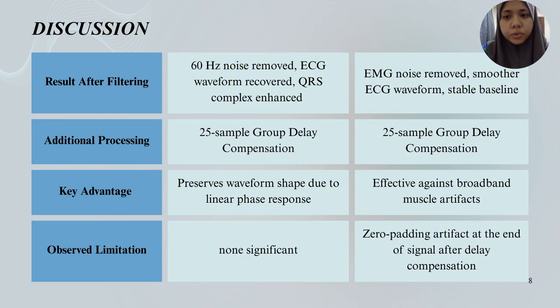So next for case 2, a normal ECG signal with an amplitude of 1 and a heart rate of 80 BPM was contaminated by EMG muscle artifacts and moderate AWGN noise. Although the R peaks remain visible, the P and T wave were partially obscured by the muscle noise. After filtering, the high-frequency EMG interference was effectively removed, resulting in a smoother ECG waveform and a more stable baseline. These results demonstrate that the designed FIR filter is robust against both power line interference and muscle artifacts.